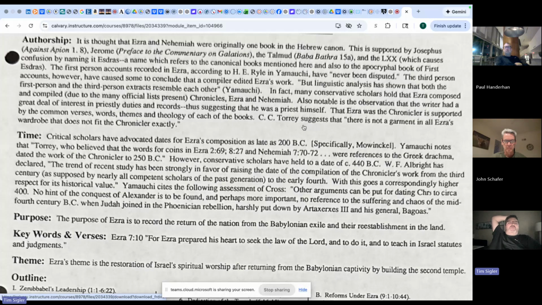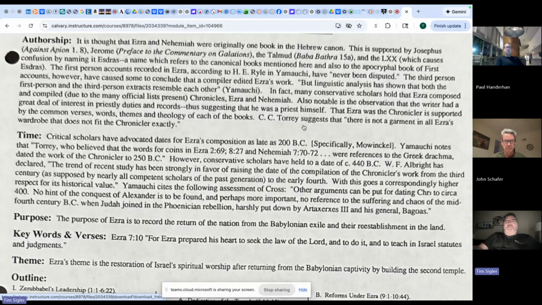So the first person account recorded in Ezra, according to H.E. Ryle in Edwin Yamauchi's book about this subject, have never been disputed. So we're talking about these undisputed accounts. However, the third person accounts have caused some to conclude that a compiler edited Ezra's work. Okay, so this is the higher critical concern of some scholars.